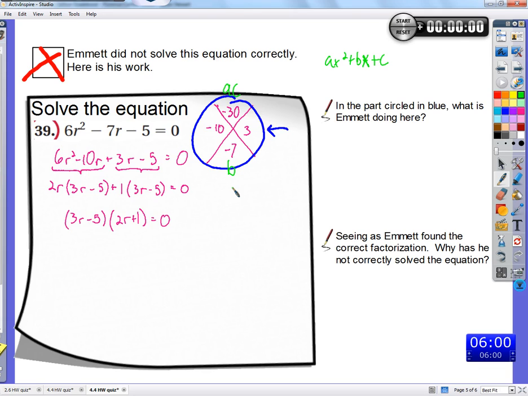You multiply A times C, and then you write down B. You find two numbers that multiply to make this number that you found by multiplying A and C, and then add to make whatever B is. Great. That's how it's done. Why is it done? What were we looking for? What did we get out of all that?